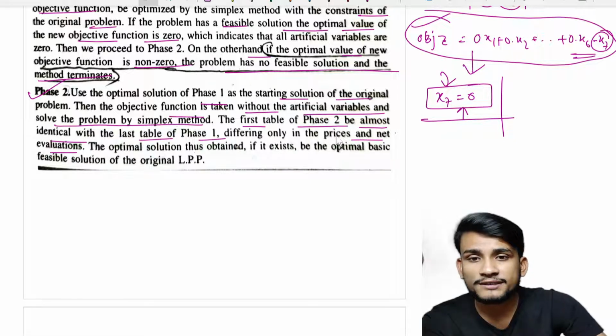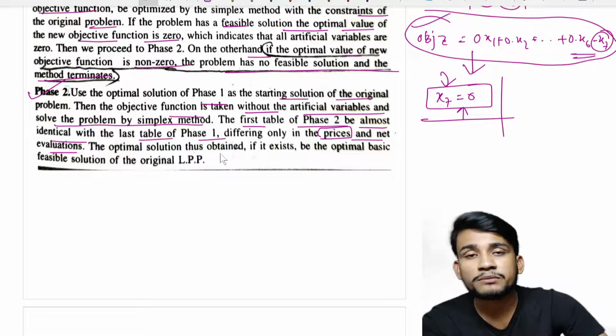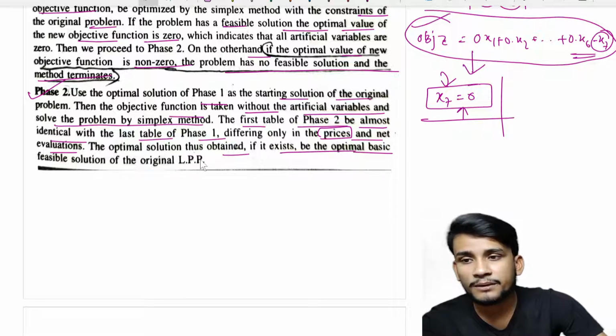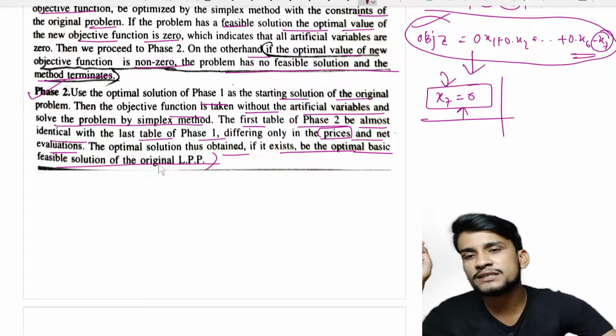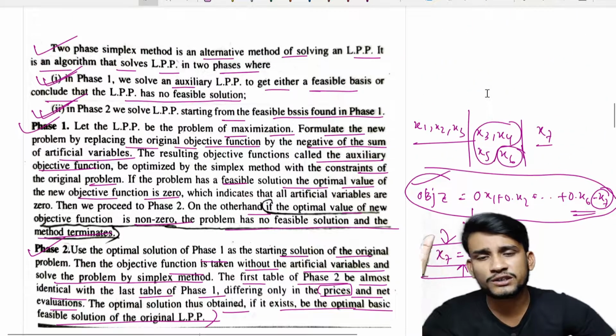The optimal prices means what? Prices means the costs. Okay, so the net evaluation means the Zj minus Cj term. The optimal solution thus obtained, if it exists, is the optimal basic feasible solution of the original LPP. Okay, so this is phase 2. So this is the story behind the two-phase method.